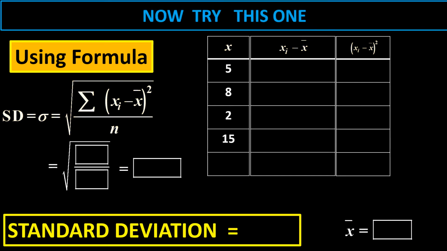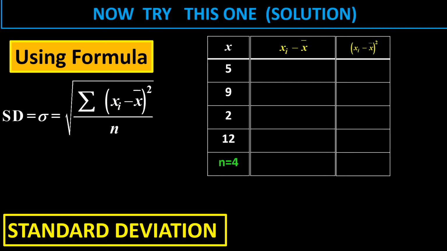Now here's one example for you to try quickly. And again, I've used some cosmetic numbers, 5, 8, 2, and 15. You can do a lot of the calculations here without using a calculator. So first of all, we'll have to find the mean. So pause and try to do that question on your own. Okay.